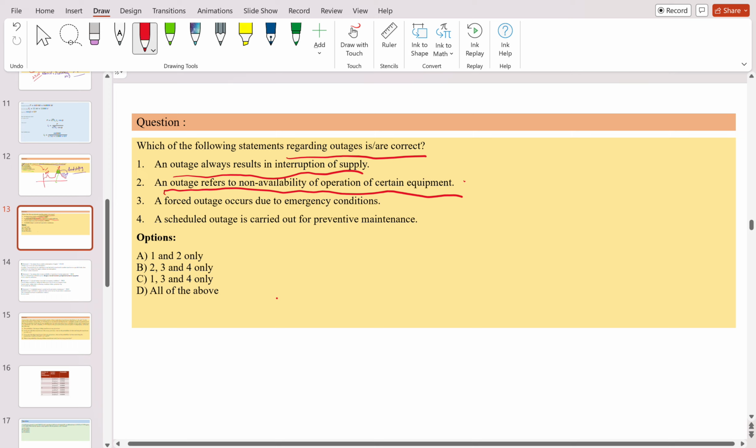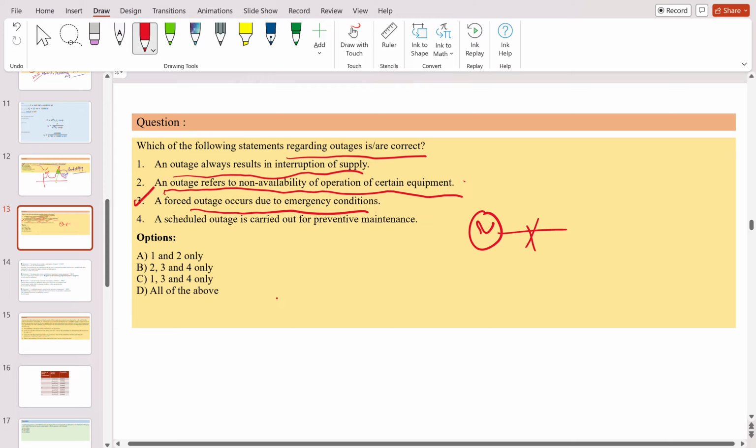Or you can say that when some generating unit is not operational for a certain duration of time, that is also called an outage. A forced outage occurs due to an emergency condition. That is true. The forced outages basically come when some maintenance is required in that situation, and also when a certain fault comes and you want to trip that phase, in that situation also forced outages can be done.